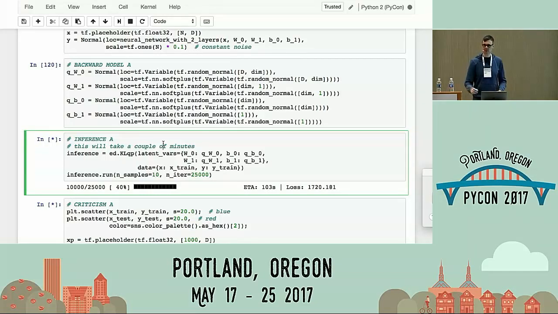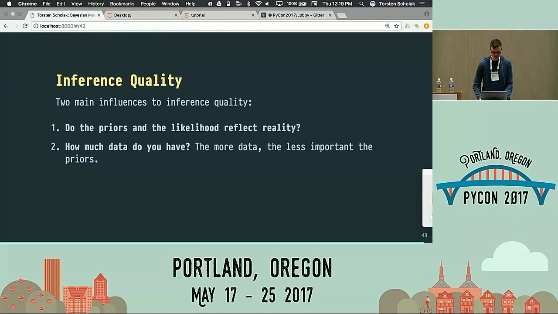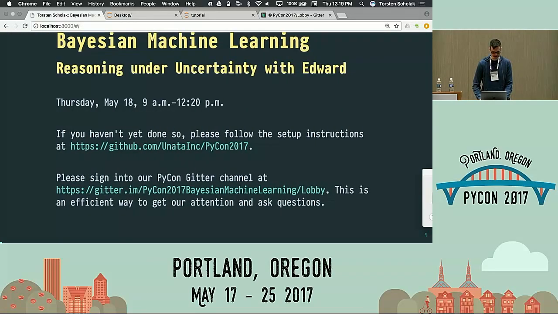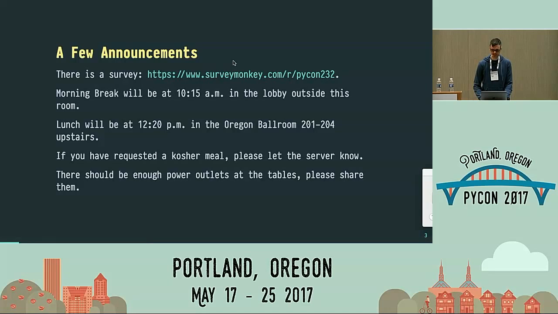Would it help to put the other link on this pamphlet? I just put it. Let's just put it quickly. Yeah, this one. Okay.